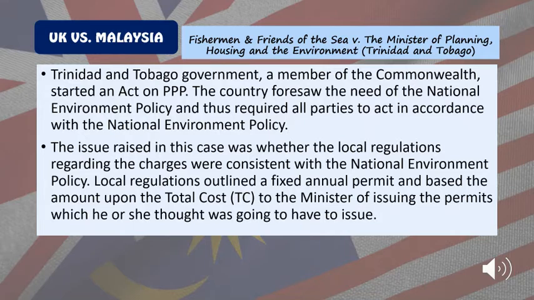So the government, which is a member of the Commonwealth, started an act of PPP. The country foresaw the need for a National Environmental Policy, NEP, and thus required all parties to act in accordance with the National Environmental Policy. The issue raised in this case was whether the local regulations recording the charges were consistent with the NEP. Local regulations outline a fixed annual permit fee and base the amount upon the total cost to the Minister of issuing the permits, which he or she thought was going to have to issue.